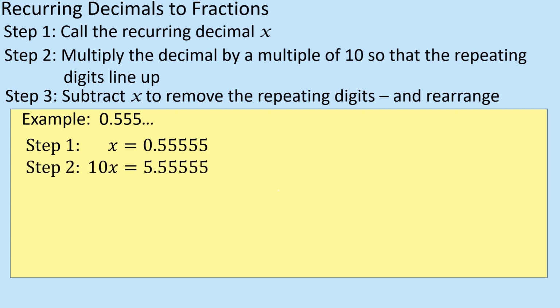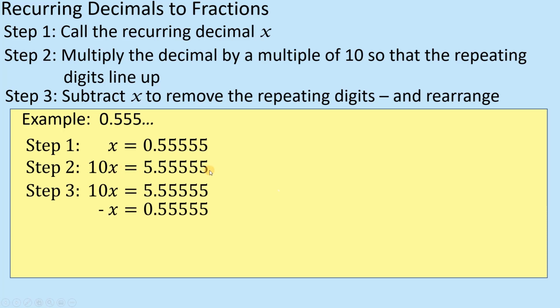So 10x equals 5.555, lining up the numbers where the decimal point is. You are then going to do this line, take away this line, and that's what they've done here. When you do this, all these 5s give you zeros, and the only thing left is 5 take away 0, which gives you 5. So you've got 9x is equal to 5, and then the final step is to divide both sides by 9, which gives you 5/9, and that's your job done.